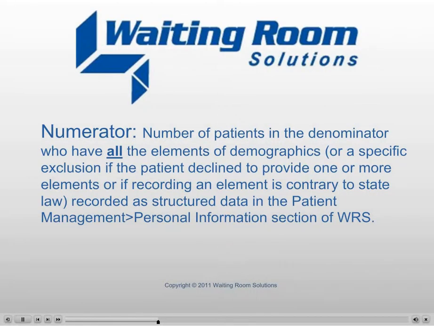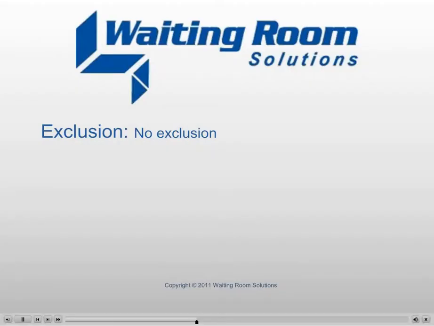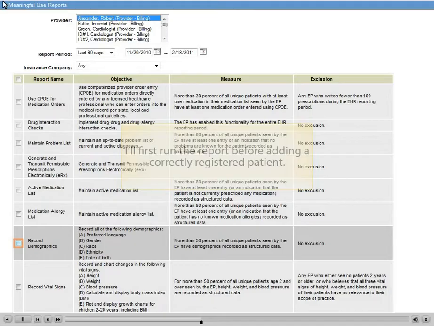Numerator: number of patients in the denominator who have all the basic elements of demographics, or a specific exclusion if the patient declined to provide one or more elements, or if recording an element is contrary to state law, recorded as structured data in the Patient Management Personal Information section of WRS. Exclusion: there are no exclusions.